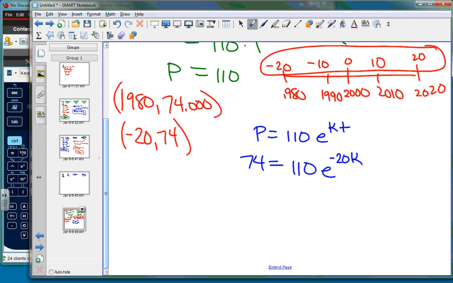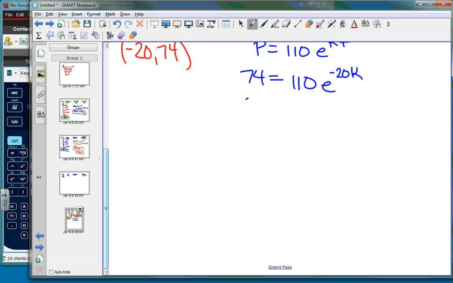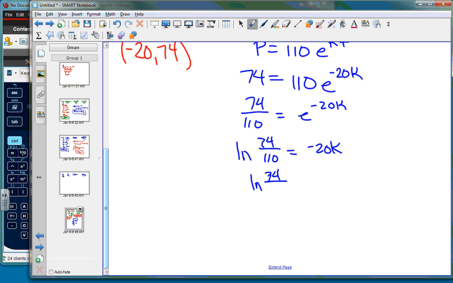Well, how do I solve that? Divide by 110. 74 divided by 110 is equal to e to the negative 20k. Take the natural log. Natural log of 74 over 110 is equal to negative 20k. The natural log of 74 over 110 divided by negative 20 is equal to k.